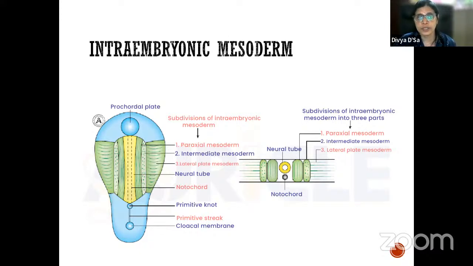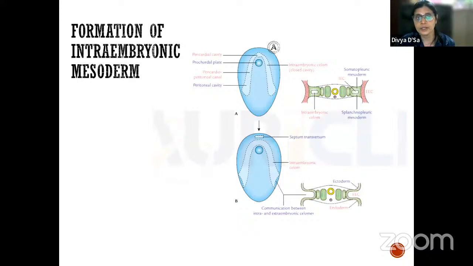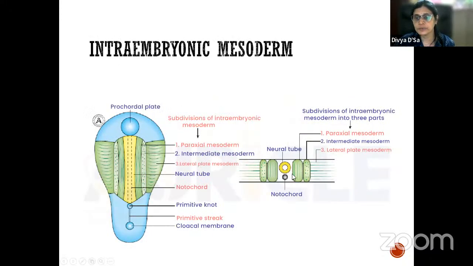So the intraembryonic mesoderm we learned in the last class. It's a quick revision of the previous, because it has a connectivity there, so we know what is what. Here we have the three divisions of the mesoderm, that is the paraxial, intermediate, and the lateral plate mesoderm. The paraxial mesoderm, we know, forms the somites. The intermediate mesoderm is responsible for the urogenital system.